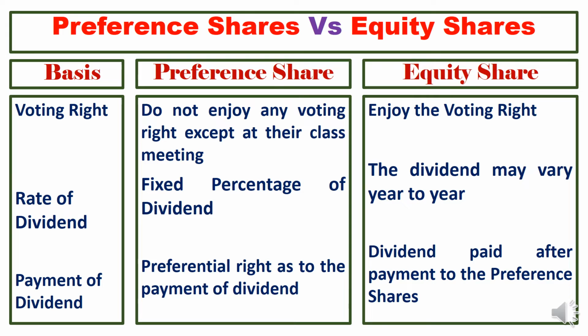When you come to the payment of dividend, the preference shareholders will have preferential right to receive the dividend. In the sense, before making the dividend payment to equity shareholders, preference shareholders will be paid dividend. In the sense, these people are having preferential right over the equity shareholders. Whereas equity shareholders will be paid dividend after the payment of preference dividend. This is the difference between equity and preference with regards to dividend payment.